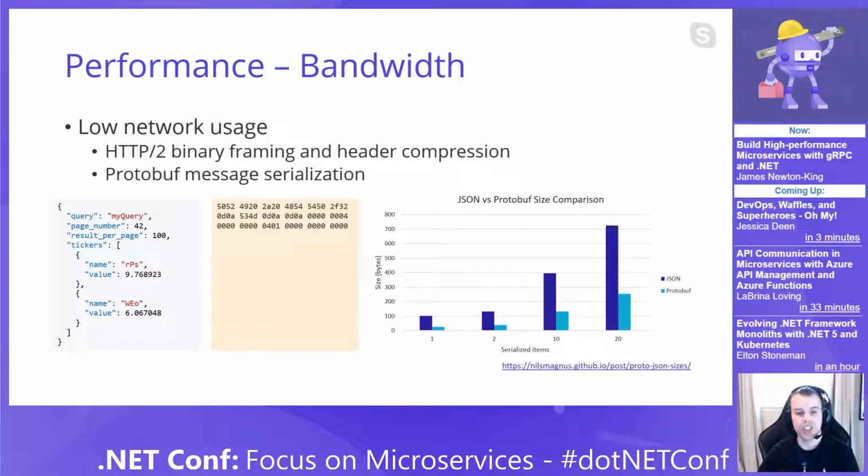Someone in the community measured the difference between JSON and protobuf, and at least in their case, they found that protobuf was between a quarter or a third the size of JSON. Now, your mileage may vary. It will depend upon what data you're sending, but generally protobuf should always be smaller.